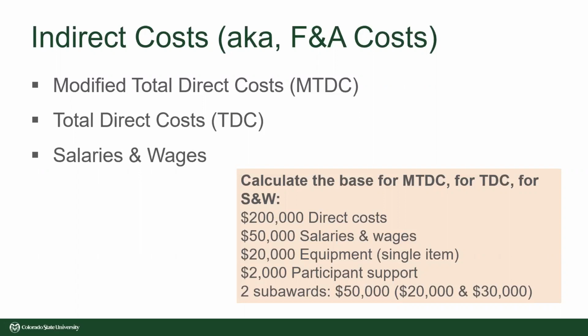But now we have two subawards. Are we going to exclude any amount of the first subaward? No, because it's 20,000. It's only amounts over 25,000. Are we going to exclude part of the second subaward? Yeah. So we're going to take out how much? 5,000 for that. Which leaves us with 173,000 as our base.